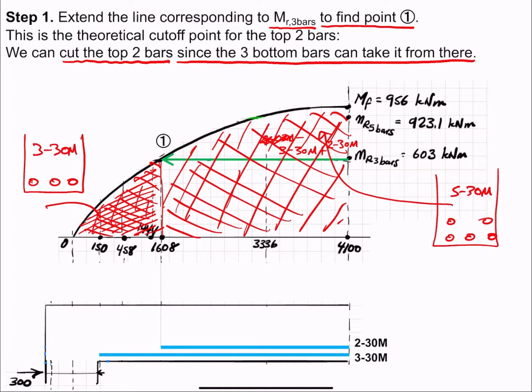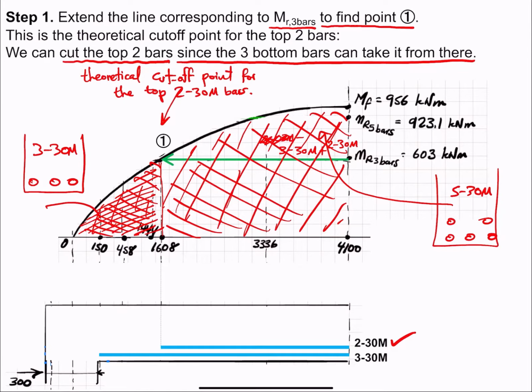So this is the theoretical cutoff point for the top 2 30 bars. That's not going to be the actual cutoff point. The actual cutoff point is going to be given by the shear and development requirements, but that is the theoretical cutoff point. So this is what this diagram shows here in the bottom.